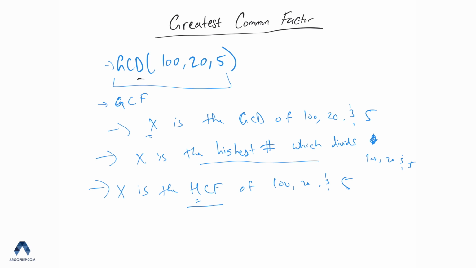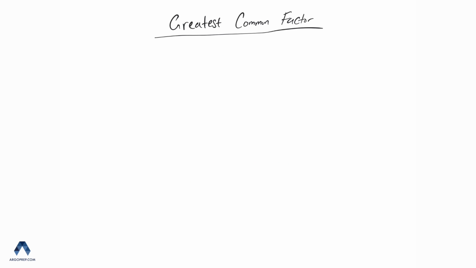So let's go ahead without further ado and actually do this problem: find the GCD, greatest common divisor, of 100, 20, and 5. Looks easy? Yes, it is easy. We're going to start off with easy questions, and in the next question I will give you something more challenging. Go ahead and do it.